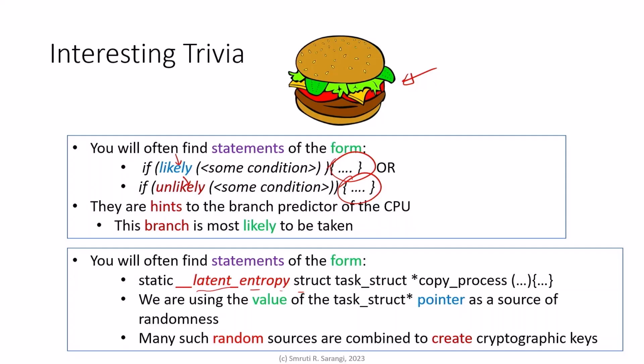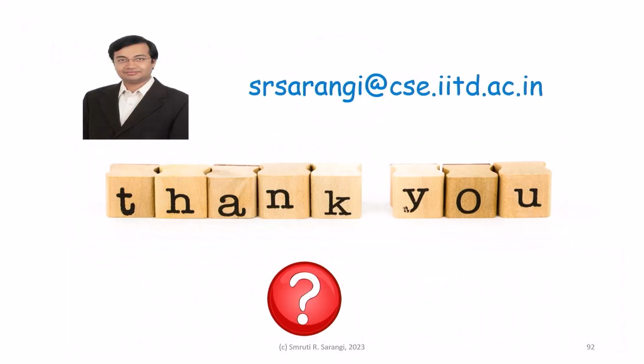But the thing is that in many situations, just extracting this information from the kernel can allow you to create a reasonably good random source. Hence, you will see the term latent entropy with many kernel functions. All right. So this clears and clarifies many of the doubts you would have while reading kernel code. So this is the end of this chapter. Always a good slide to be in.